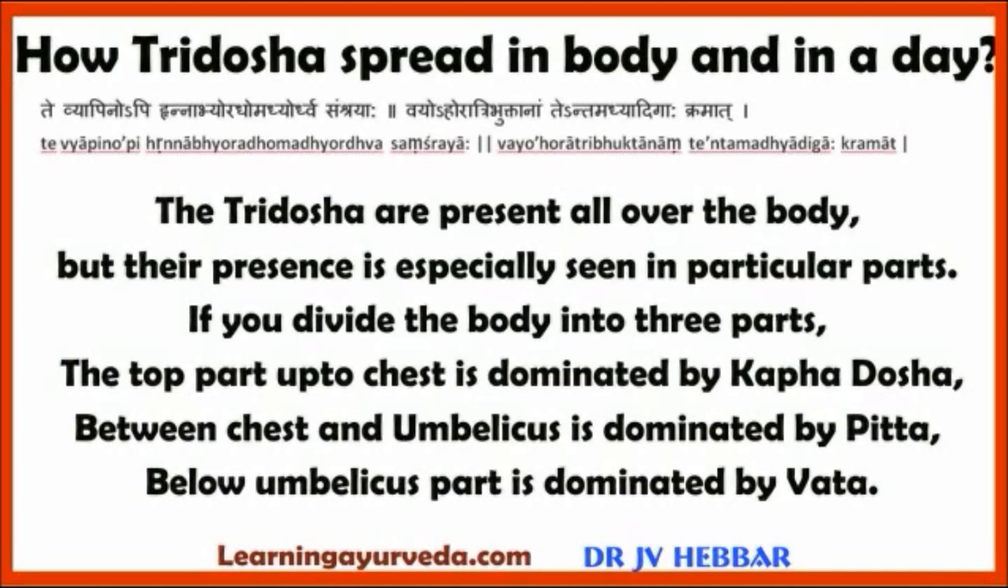Between chest to umbilicus, the stomach part is dominated by Pitta. That's why digestive disorders are usually of Pitta in origin. The part below the umbilicus is dominated by Vata. That's why the joint pains, the arthritis, etc. affecting the knees and the lower back are of Vata in origin.